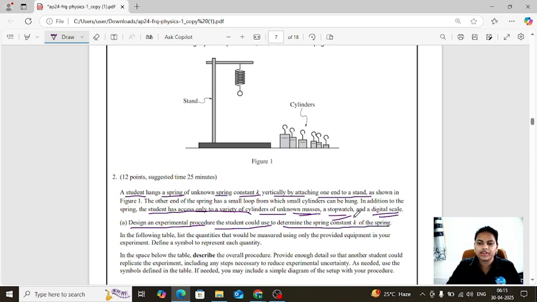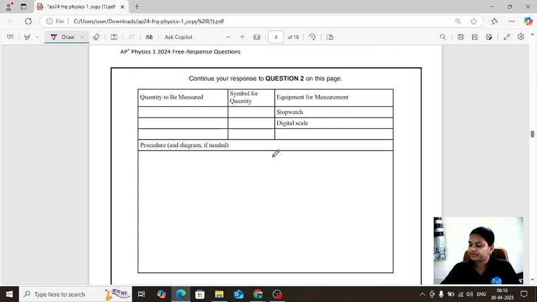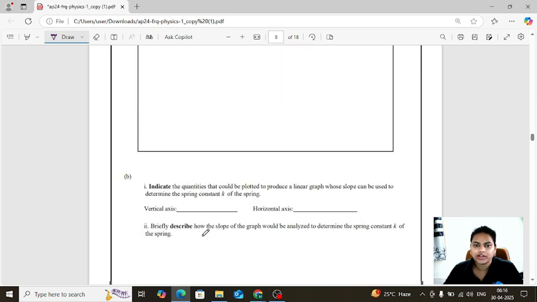Okay, K we have to determine. In the following table, list the quantities. In the space of the table, describe the overall procedure. Okay, we have to tell the procedure, so this we have to fill up. In this table we have the quantities to be measured, the symbols that we are going to use, the device, the expression, and the procedure we have to tell.